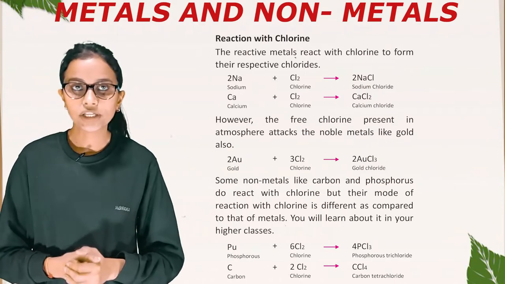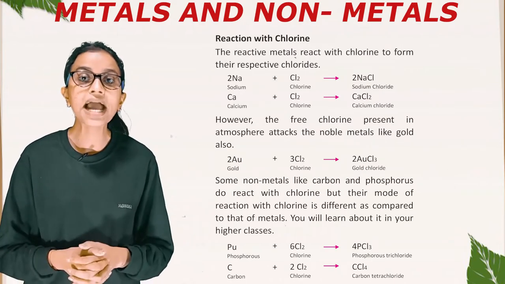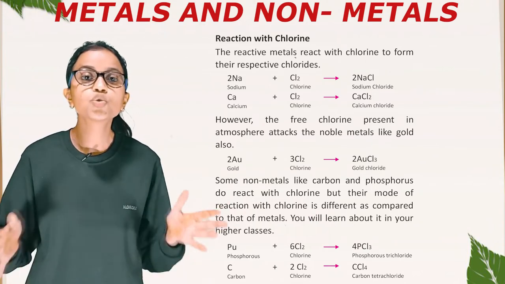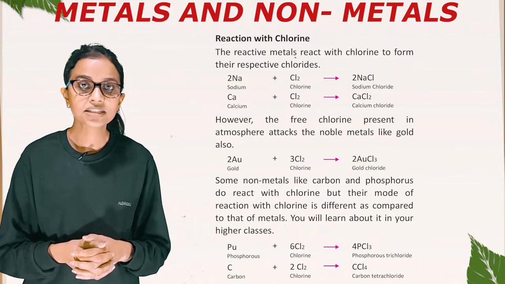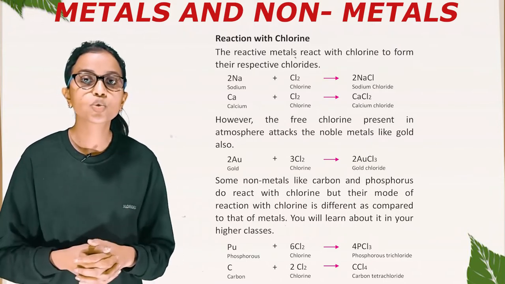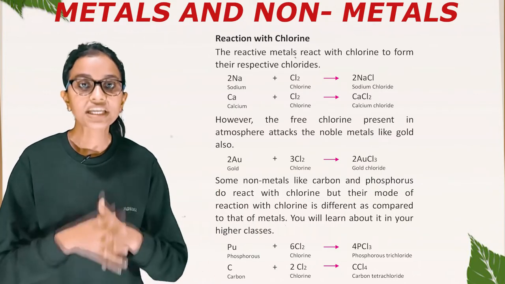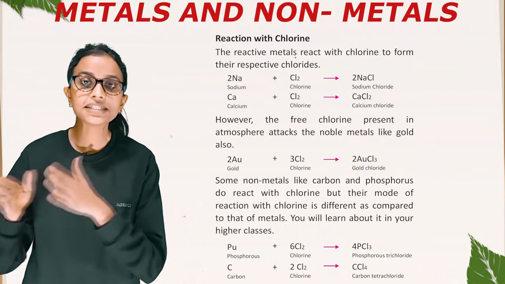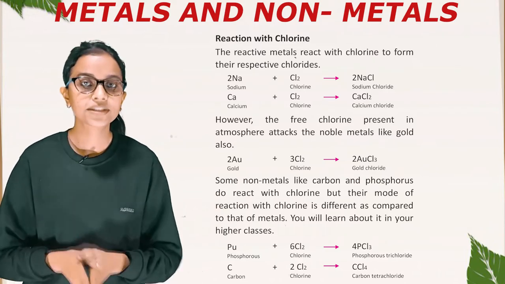Reaction with chlorine. The reactive metals react with chlorine to form their respective chloride. 2Na (sodium) plus Cl2 (chlorine) gives 2NaCl (sodium chloride). Ca (calcium) plus Cl2 (chlorine) gives CaCl2 (calcium chloride).